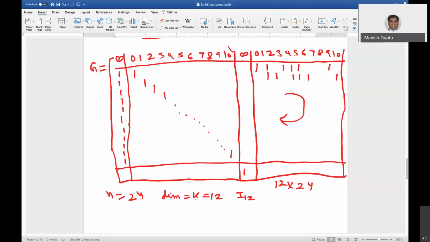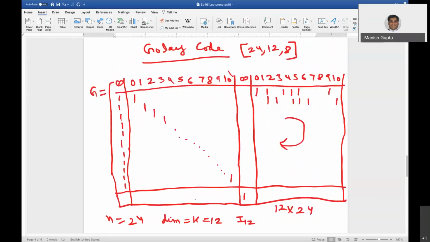Now, what about the minimum distance? You can see that in the right-hand side portion, the weight is 6, right? The first row has weight 6 here. The second row has weight 6. If you take the addition of any two rows, for example the first and second row, the weight is 1, 2, 3, 4, 5, 6. So even if you take a combination of any number of rows, you get weight 6.